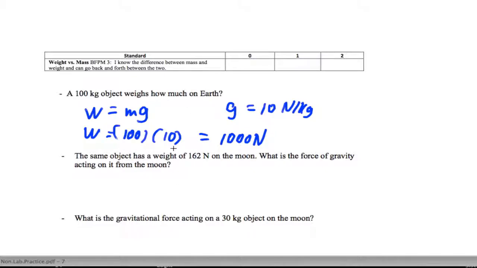Now, next question. The same 100-kilogram object has a weight of only 162 newtons on the moon. What's the force of gravity acting on it from the moon? It's a trick question. Weight is the force of gravity, so the answer is 162 newtons as well.